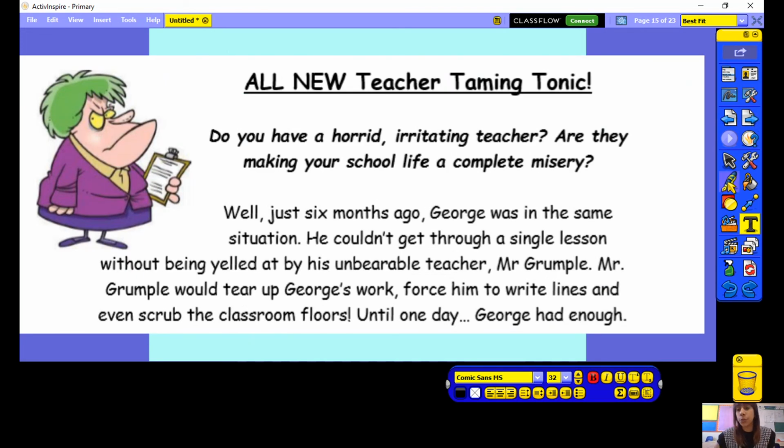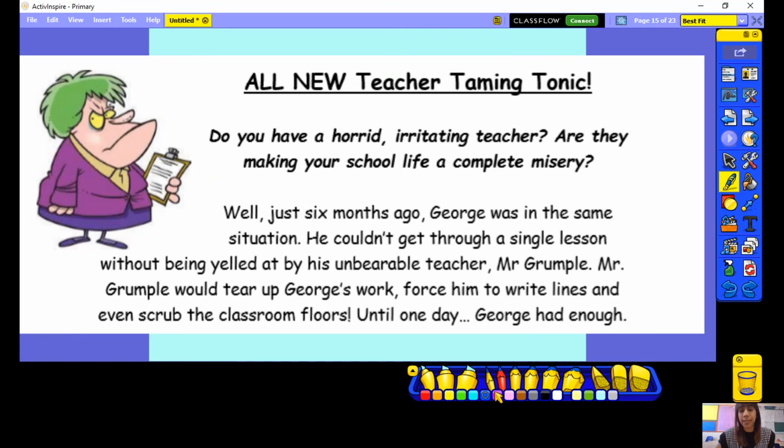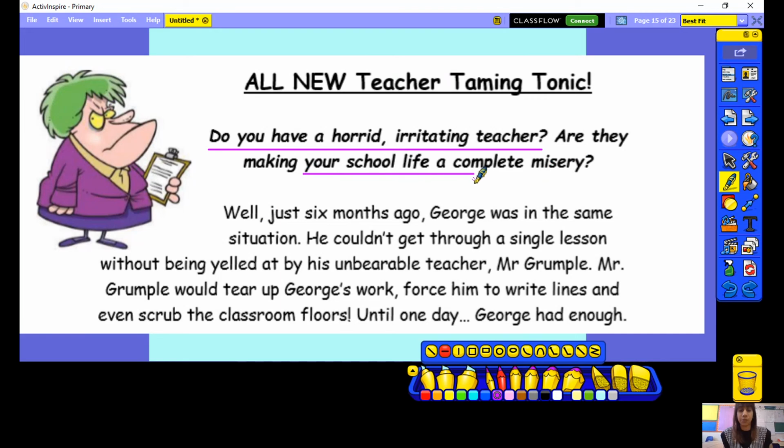So I know when I am talking about the second person, that means that I am using words such as you, your, yourself, yours, because I'm talking directly to a person, almost as if I'm talking to my friend. So let's have a look. Do you have a horrid, irritating teacher? Of course you don't. You have lovely teachers in year 3. Are they making your school life a complete misery? So that is where I can see the second person being used.